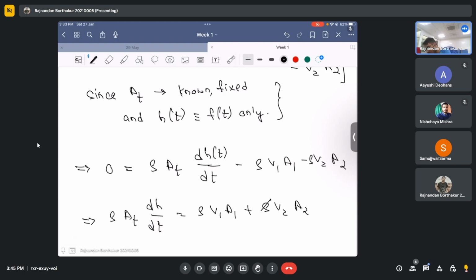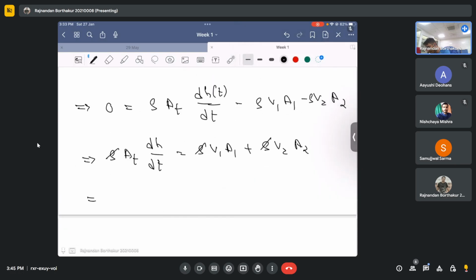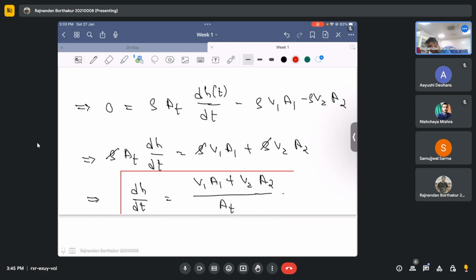You can cancel these rows from both the sides. If you do so, you end up getting this dh dt, which we seek to find out, as (v1 a1 plus v2 a2) divided by the area of the tank. This is basically the answer that we are looking for.